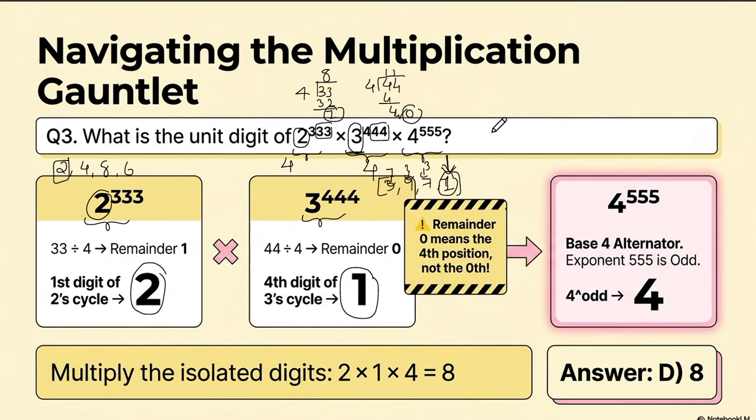Then the third number is 4 to the power 555. The base number is 4. In this case, whenever 4 is raised to an odd number, the unit digit is 4 itself. So for the third number the unit digit is 4. For the first number the unit digit is 2, then multiplication, for the second number the unit digit is 1, multiplied by the third number's unit digit 4. If you multiply 2 into 1, 2 into 4, that is 8. So the correct answer here is 8.